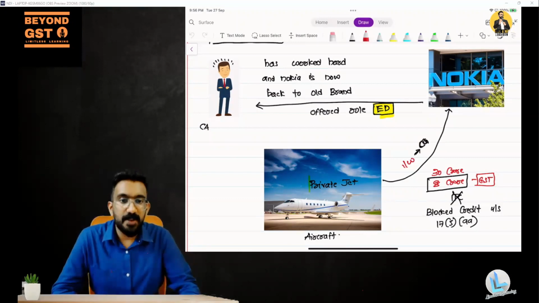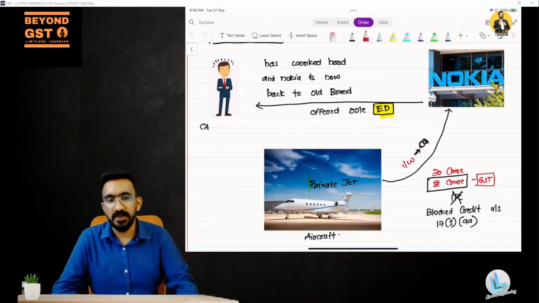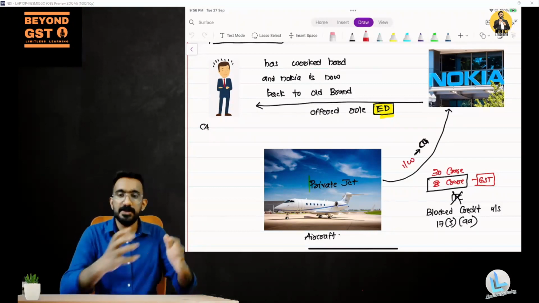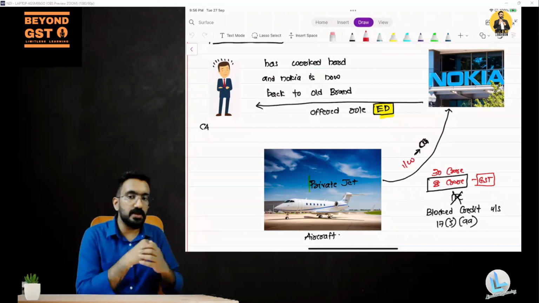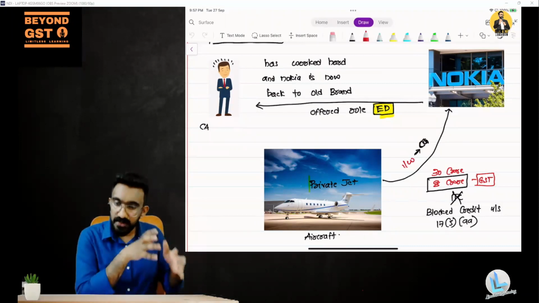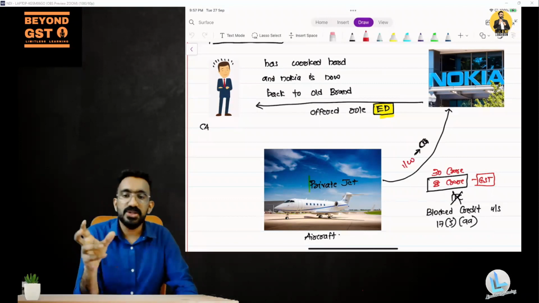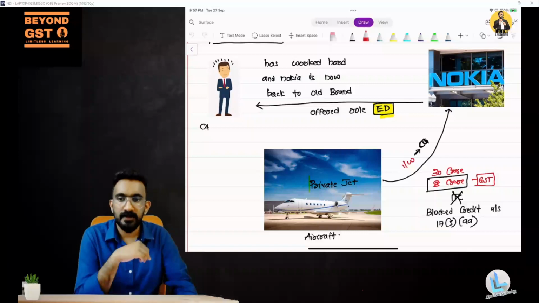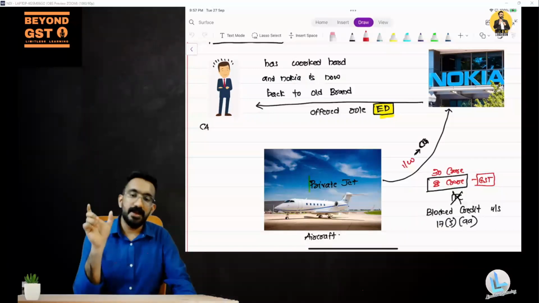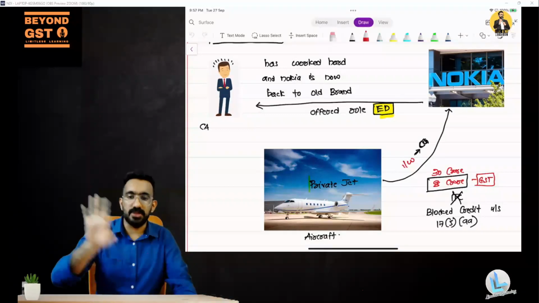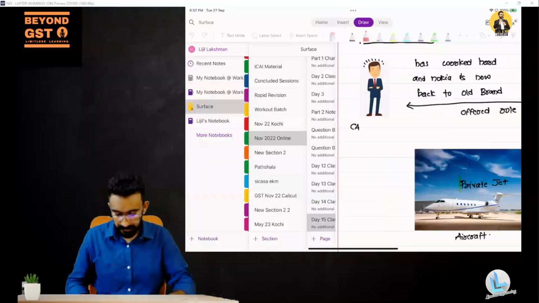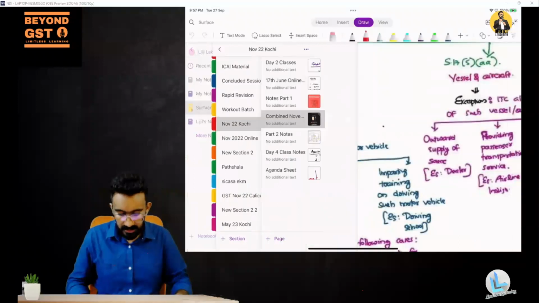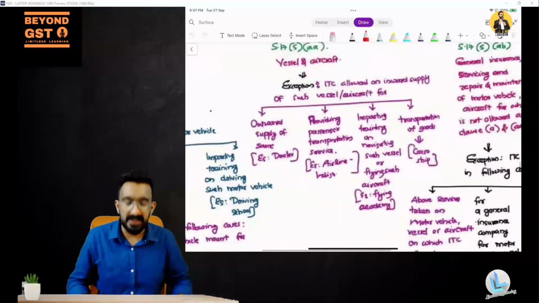Now, how much have they paid? They paid 30 crore plus 8 crore GST to purchase a private jet. Once they purchase it, it will be shown as an asset, private jet, in the books of accounts of Nokia. The question is, can Nokia take the credit of this? The answer is no, because it is an aircraft. Vessel and aircraft is blocked credit. Do they have any exception? Yes, there are 4 exceptions to it.